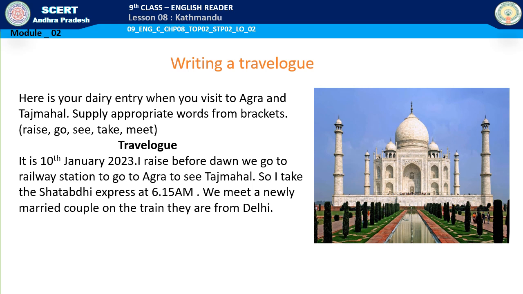I rise before dawn to go to the railway station to go to Agra to see Taj Mahal. So I take the Shatabdi Express at quarter past 6 a.m. We meet a newly married couple on the train. They are from Delhi. Here, verbs rise, go, see, take, meet, etc. are used in the simple present tense. Now, you may continue the travelogue by observing the picture.